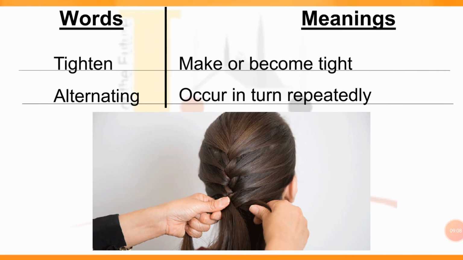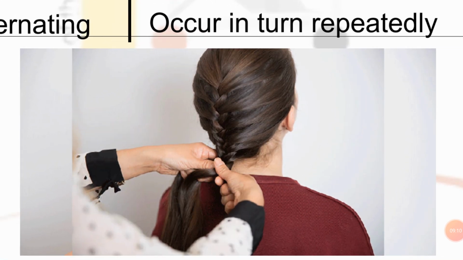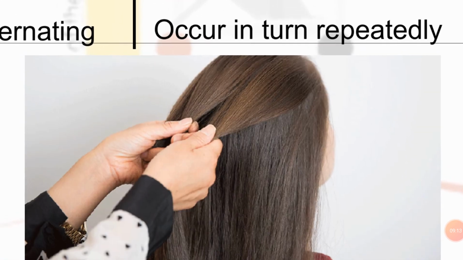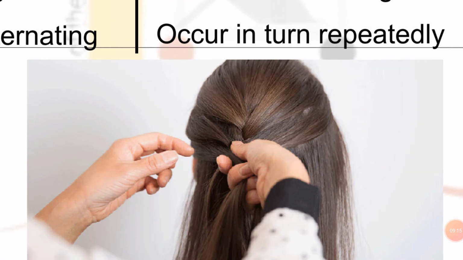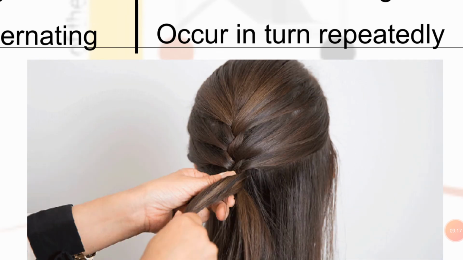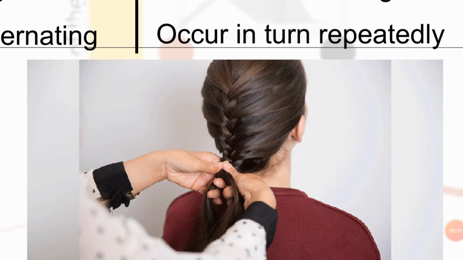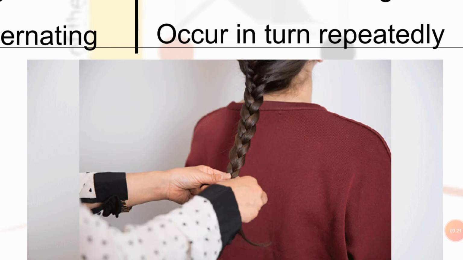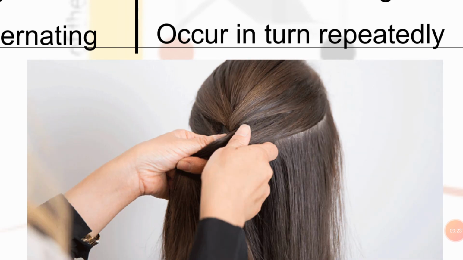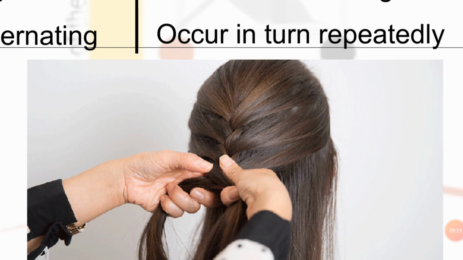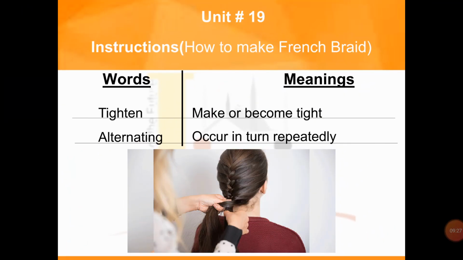And here this animation shows how to make a French braid. You can see how it begins and how the hair parts from each side are joined with the other section. This is how. I hope that you all understood how to make it.